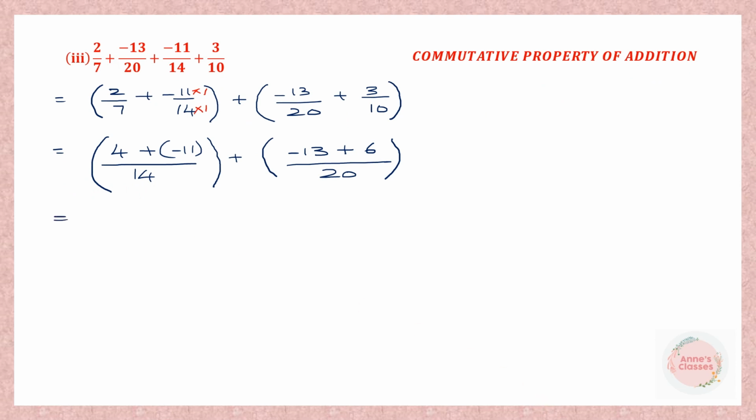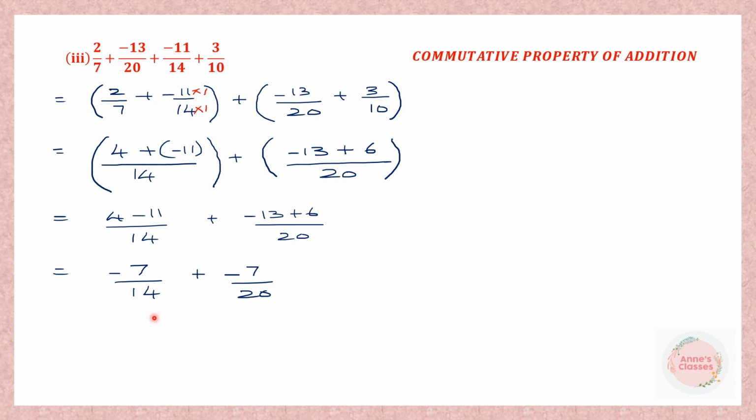So this will be 4 minus 11 by 14 plus, now here it is minus 13 plus 6 by 20. 4 minus 11, put the sign of the bigger number and subtract. 11 minus 4 is 7, minus 7 by 14. Now here plus, minus 13 plus 6, minus is the sign. 13 minus 6 is 7, minus 7 by 20.